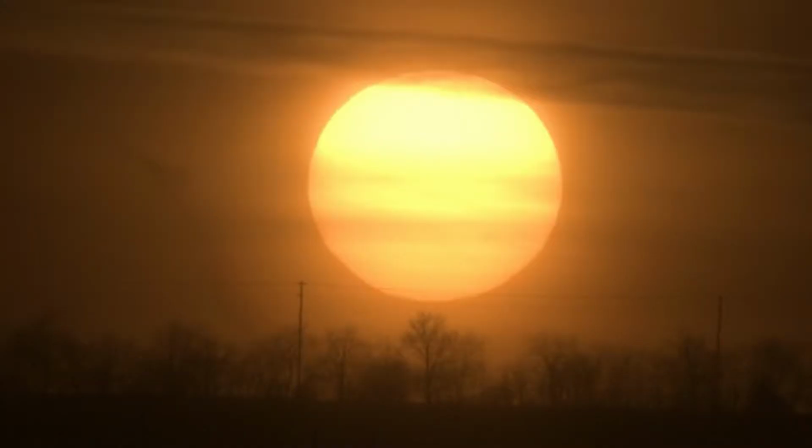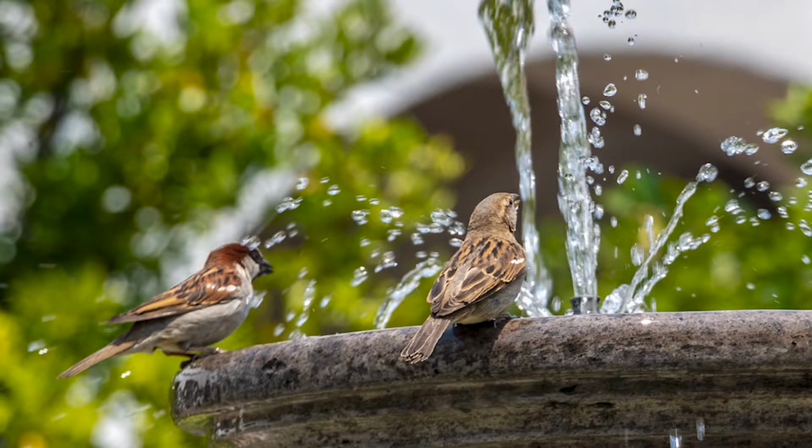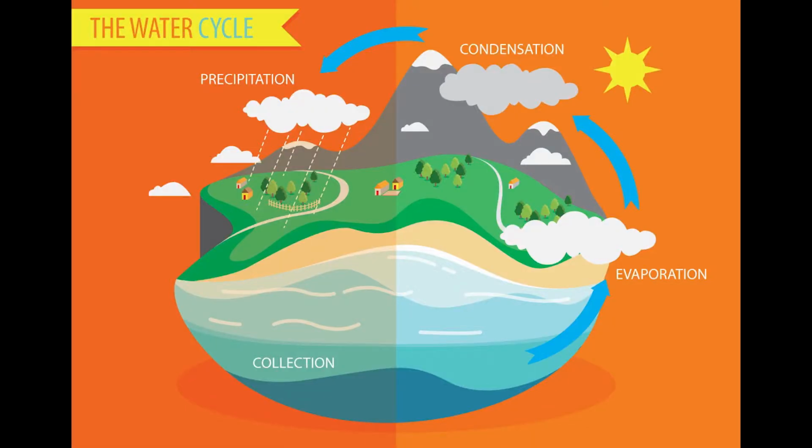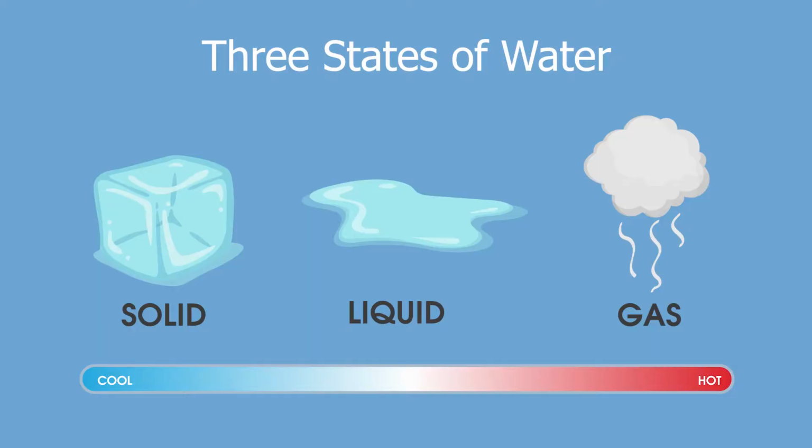Energy from the sun drives the water cycle. All of Earth's energy comes from the sun, and everything that lives on Earth needs water to survive. Water moves through the water cycle in its 3 different states. Water has 3 different states: solid, liquid, and gas, that occur at different temperatures.